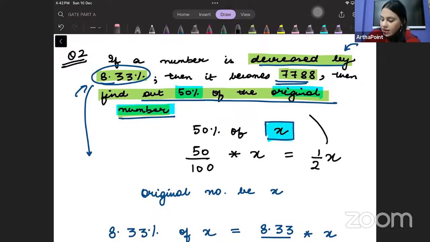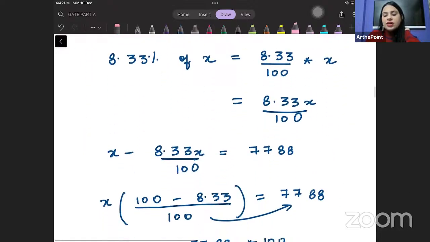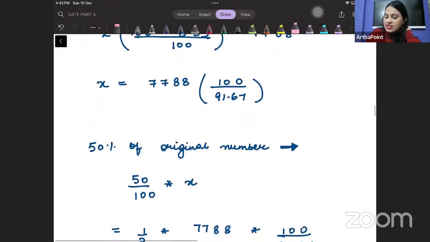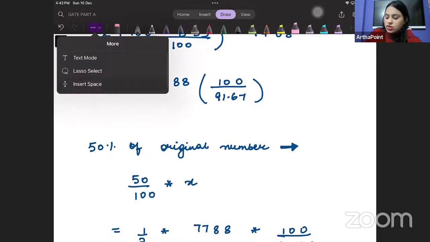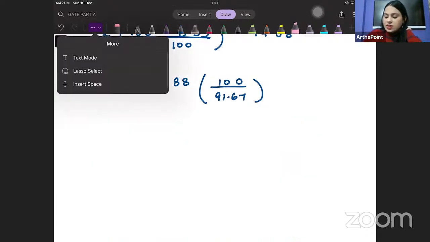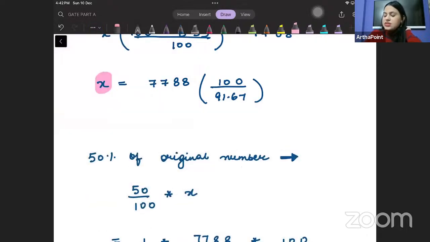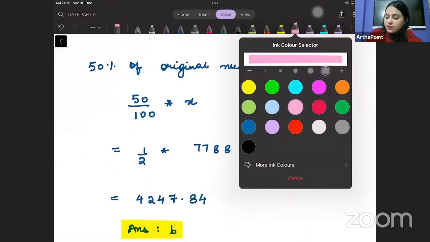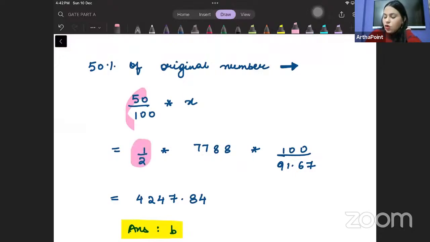तो हमें जो value निकालनी है वो x नहीं निकालनी है. We don't have to find x. We have to find half x. तो बेटा half ये x निकाला है हमने. Now the question is asking find 50% of x. So we will find 50%, half of x.